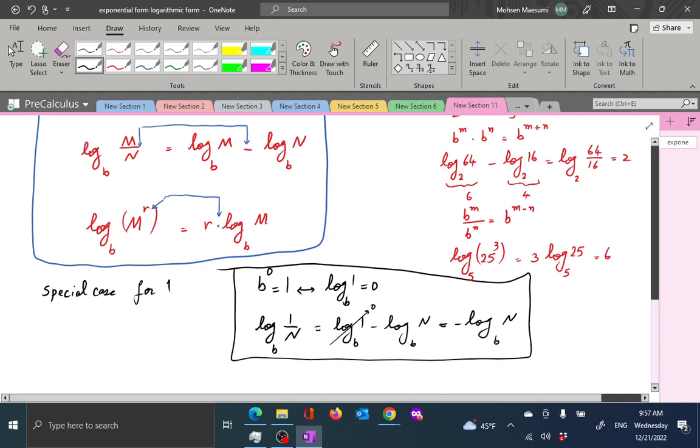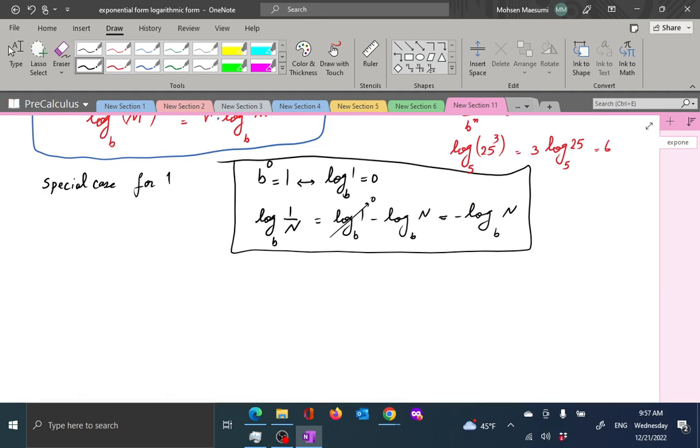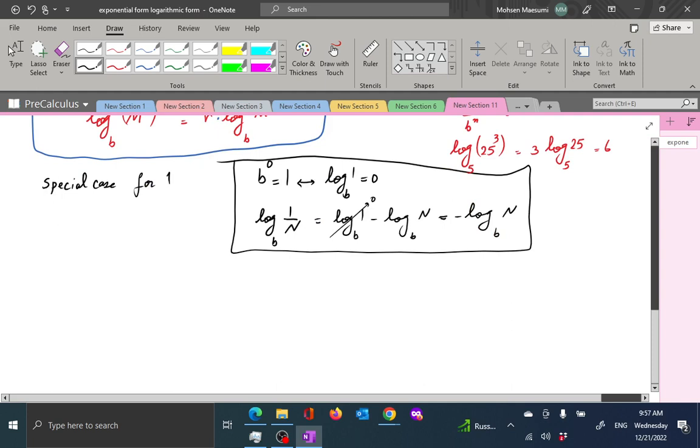Something that we are going to practice later on, but I'm going to mention among the rules of logarithm now, and then postpone the exercises to a future lecture. A so-called change of base formula. Change of base.